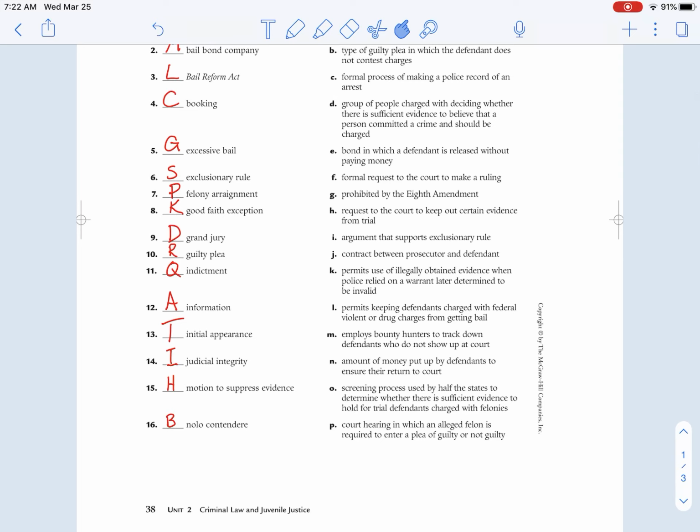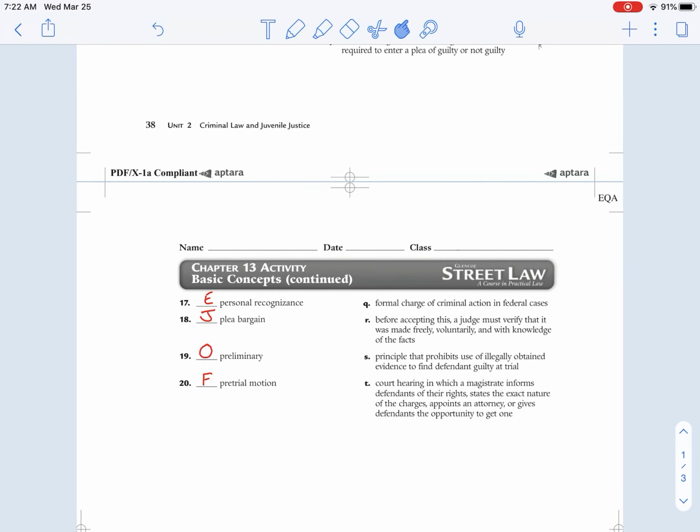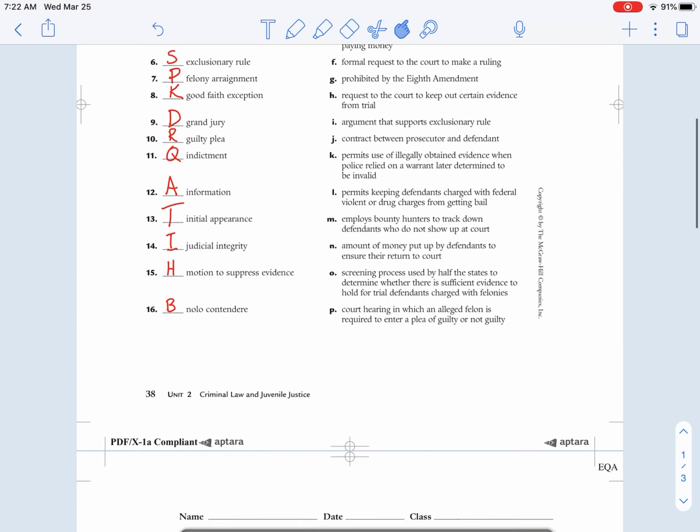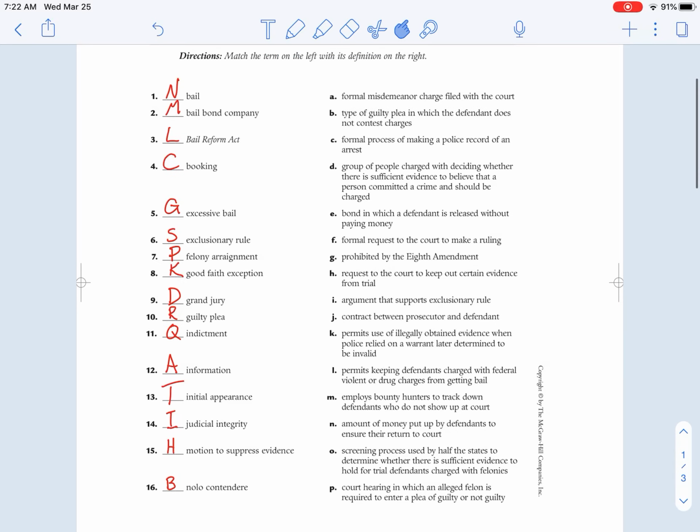Number 11 is indictment, and that is Q, a formal charge of a criminal action in federal cases. So it happens after the arrest, and when somebody is formally indicted on a charge, that means that they are proceeding to trial on that charge. Number 12, information. It is a formal misdemeanor charge filed with the court. We'll talk more about that later.